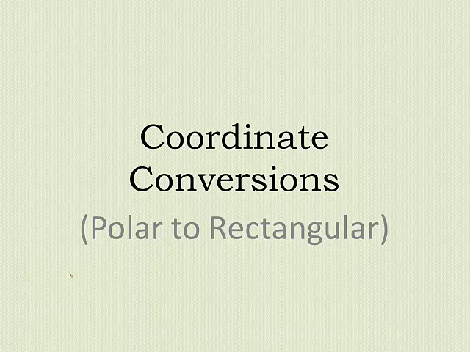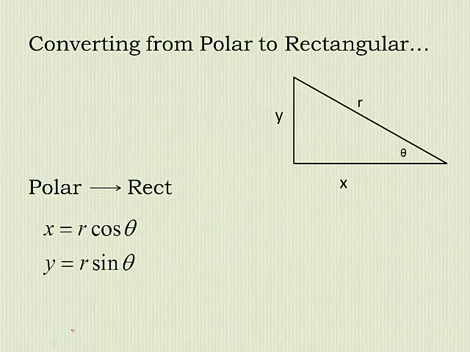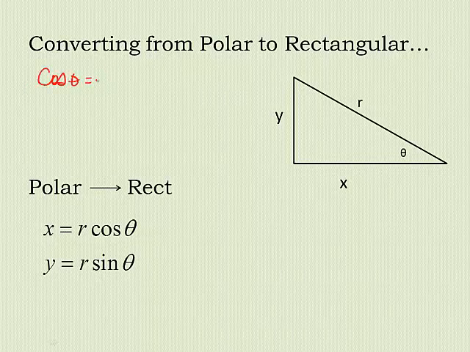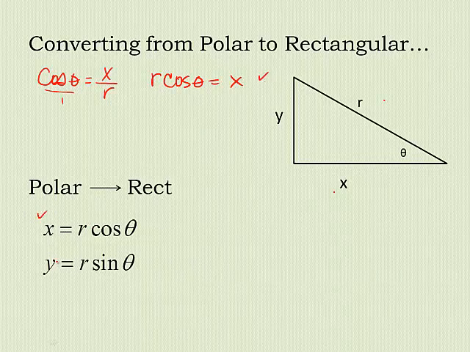This video is about coordinate conversions and specifically converting between a polar coordinate to a rectangular coordinate. Okay, so converting from polar to rectangular, you got to remember the relationships that we had on the unit circle. For instance, we said the cosine of theta was the adjacent side over the hypotenuse, so it was x over r, right? Now, if I put that cosine over 1 and I cross multiply, I get r cosine theta equals x.